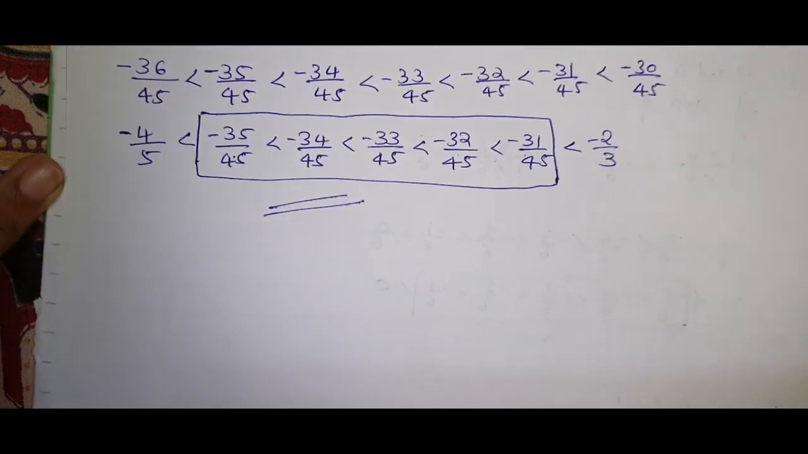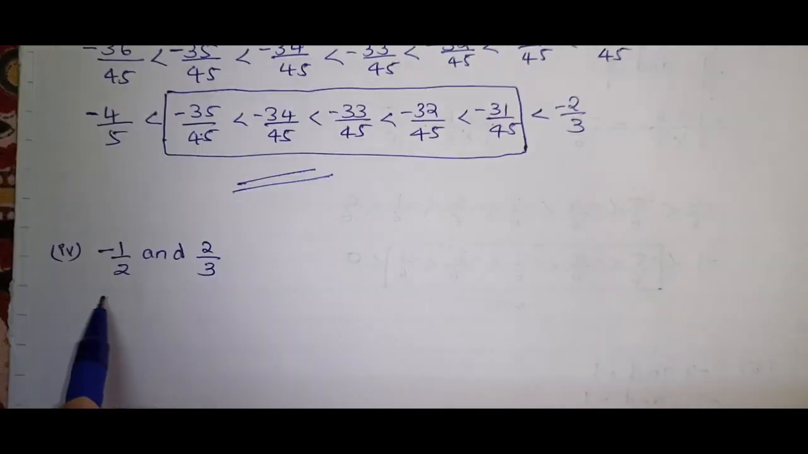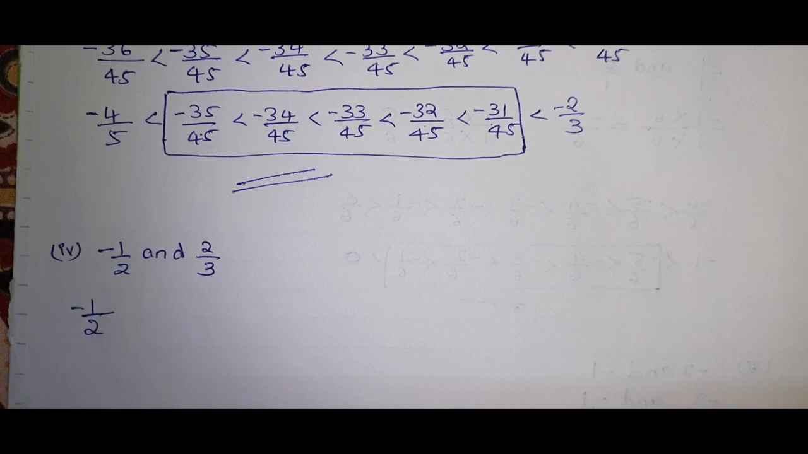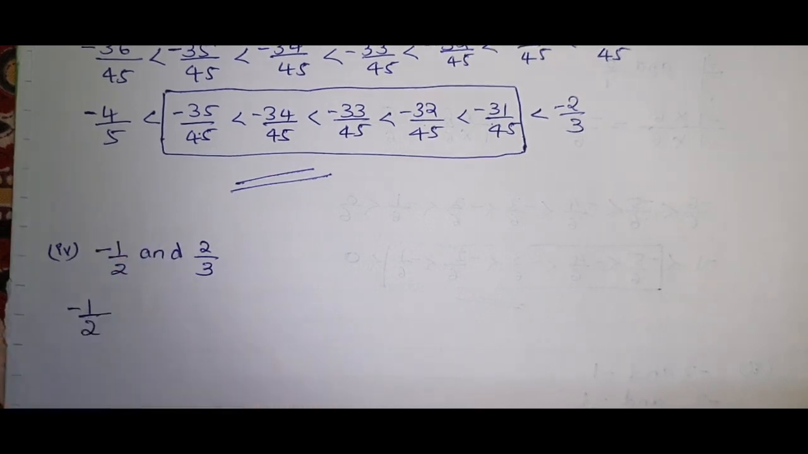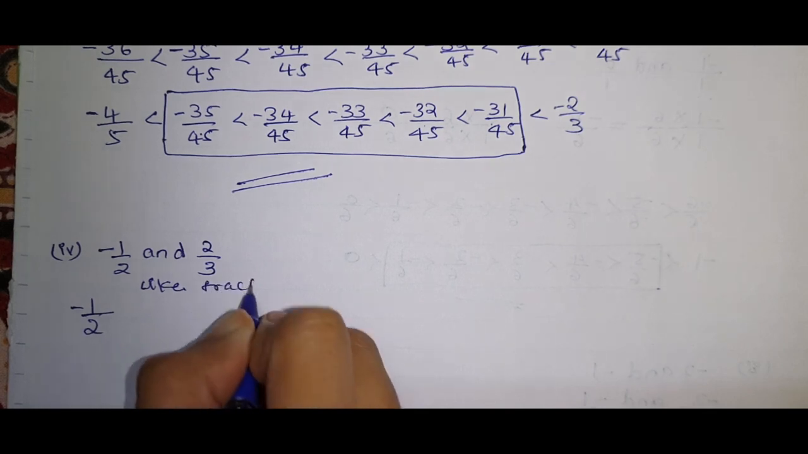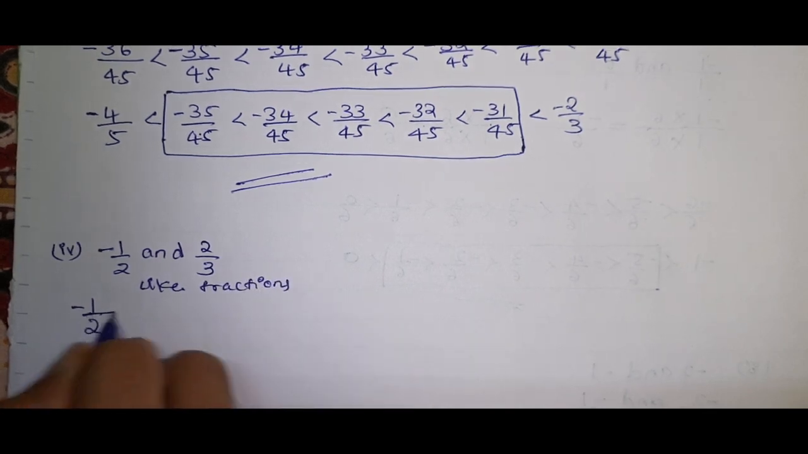Now, let us move to the next question. The fourth question is minus 1 divided by 2 and 2 divided by 3. First step is we have to convert these into like fractions.